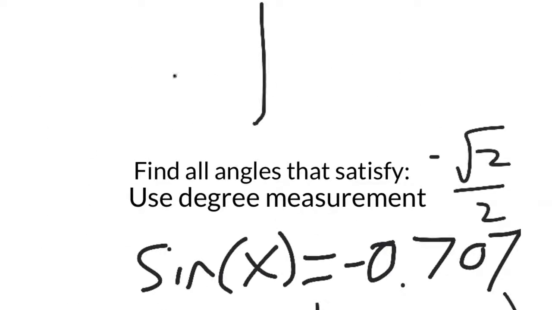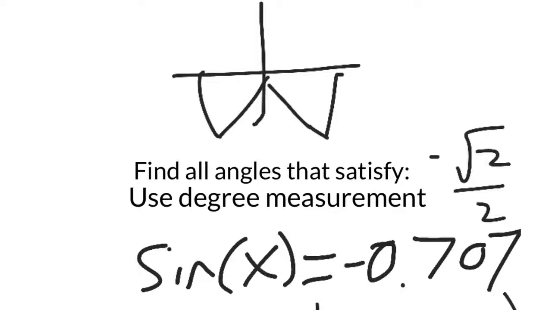If you want to determine where sine is negative, you could use the memory aid: All Students Take Calculus. All are positive here. Sine is positive here. Tangent is positive there. Cosine's positive here. So that means sine is negative there, and sine is also negative here.